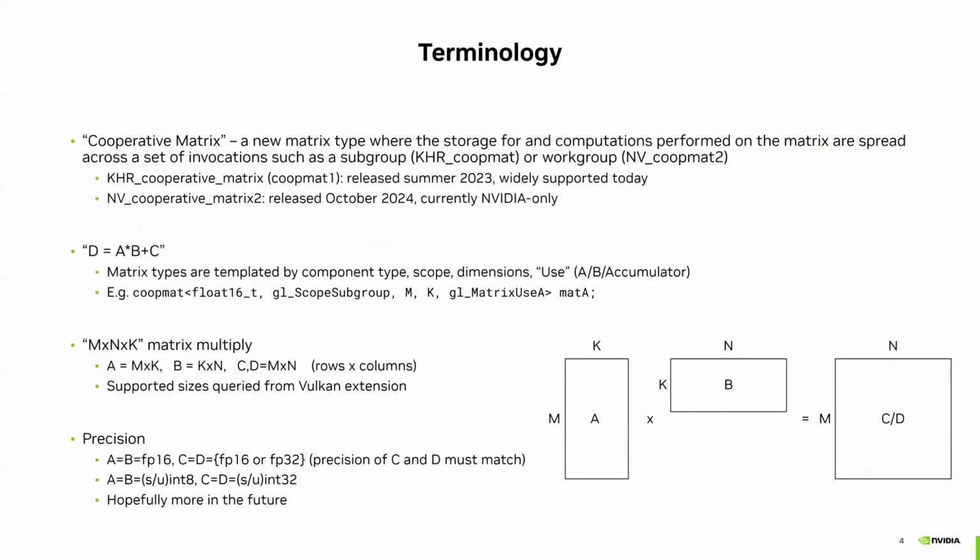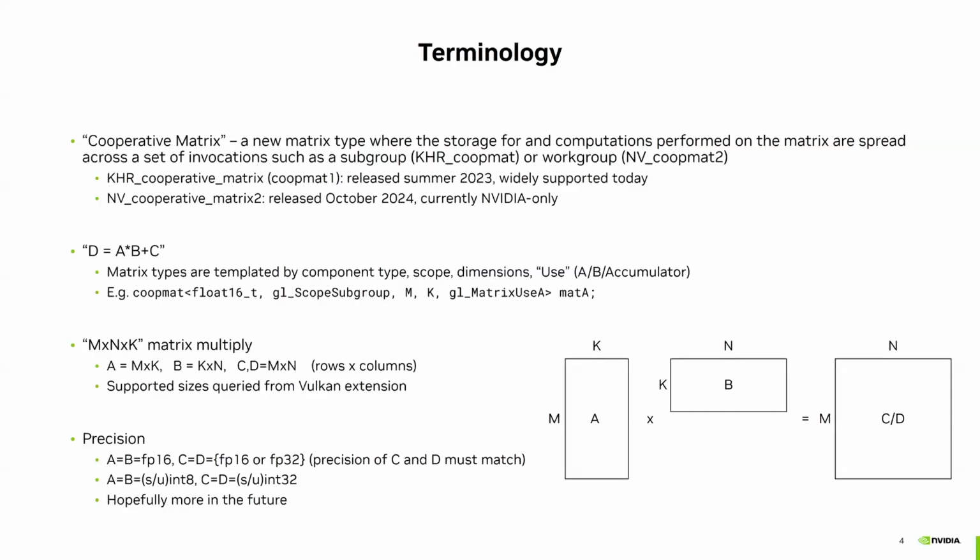So some quick terminology. Cooperative matrix, it's what I just said on the previous slide. There was the KHR Cooperative Matrix extension, which I'll call CoopMat 1. And this was released in about June of 2023. And it's pretty widely supported today by many vendors. And it supports subgroup scope matrices. Then there's the NV Cooperative Matrix 2 extension, which I'm calling CoopMat 2, which was released in October 2024 and is currently only supported on NVIDIA.